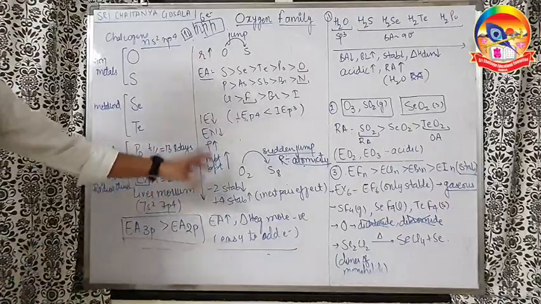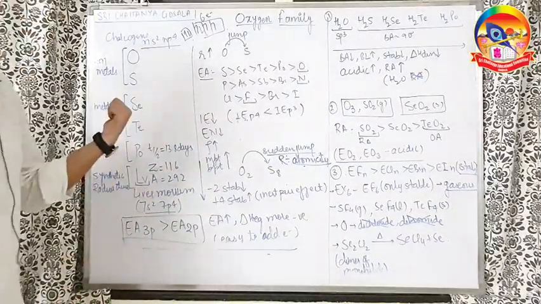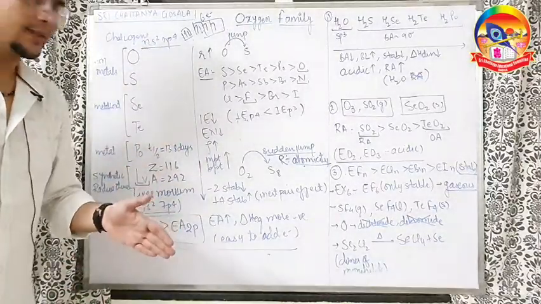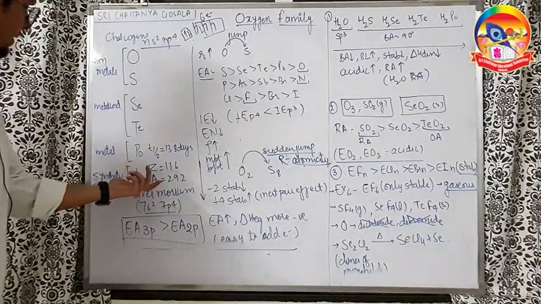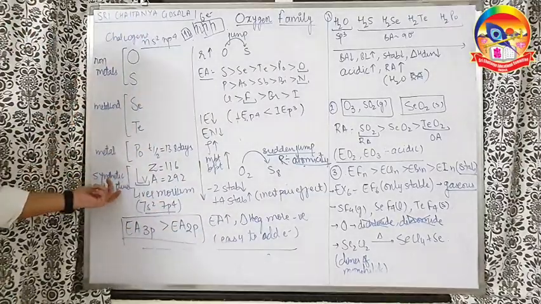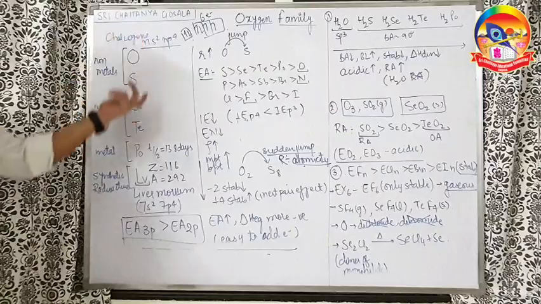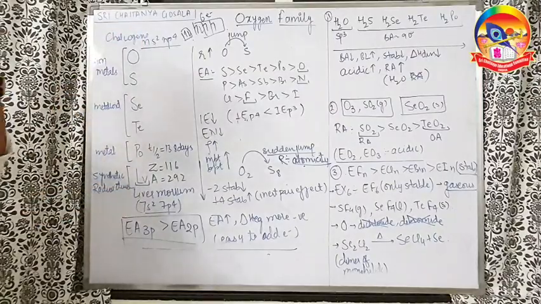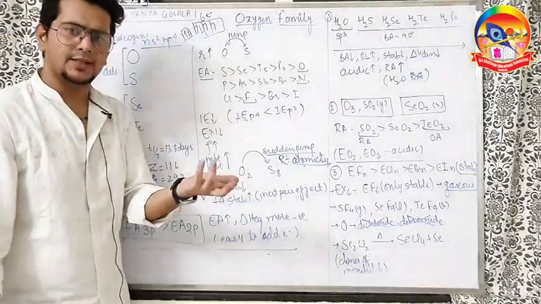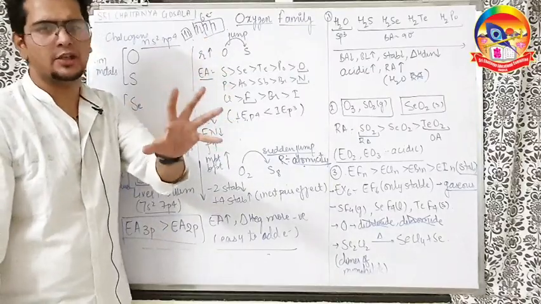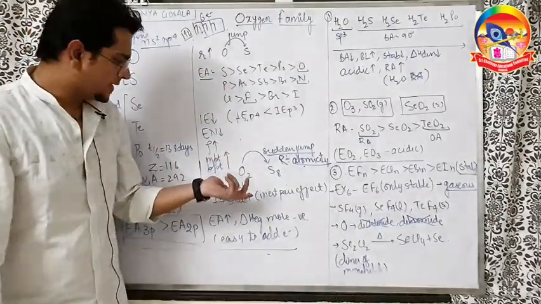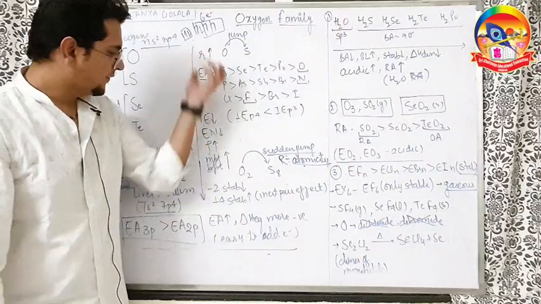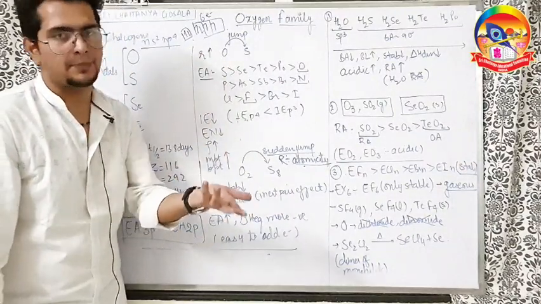Going ahead, -2 stability decreases, just like in the nitrogen family, -3 stability was decreasing. Why? From here to here, you can see non-metal to metal. So metallic character is increasing. Metallic character increasing means the tendency of showing -2 oxidation state decreases. Negative oxidation states are majorly shown by non-metals. So stability of -2 will decrease, whereas they will start showing +4 and +6.